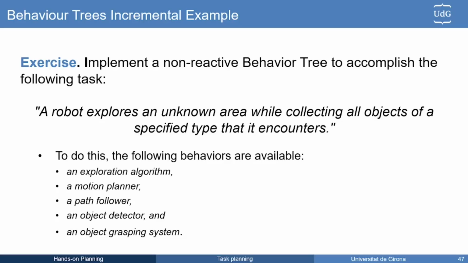Then we will have a motion planner. You know perfectly what a motion planner is. It allows you to plan a path from one point to another. A path follower, if you already have a path, something that allows you to follow the path. An object detector, so if you are moving, then using your camera or whatever, you can detect if there is some object or not. And an object grasping, something similar to what you implemented with Patrick.